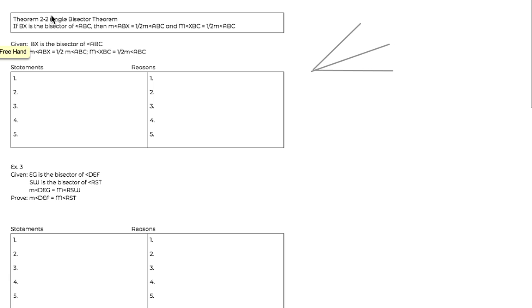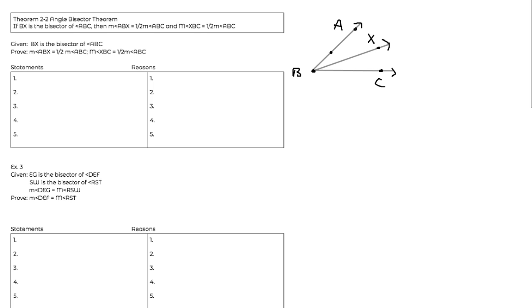So I'm going to put the arrows on them like this, this, and this. And this is going to be B. We can just talk through this proof briefly. A, X, and C. All right, so this theorem is saying if BX, this one right here, is the bisector of ABC, then we know that each of these little angles are equal to half of the big angle.